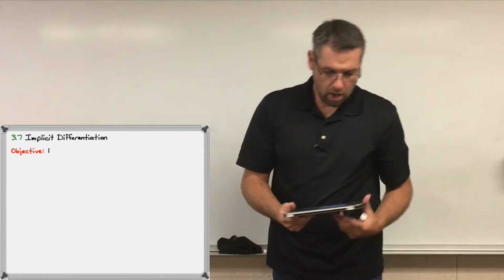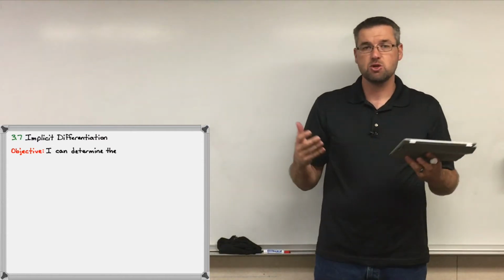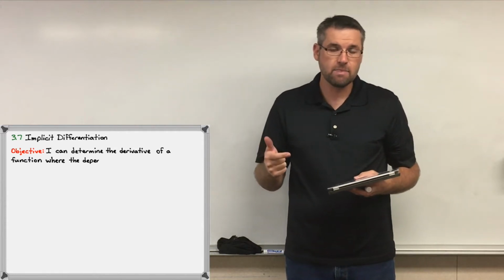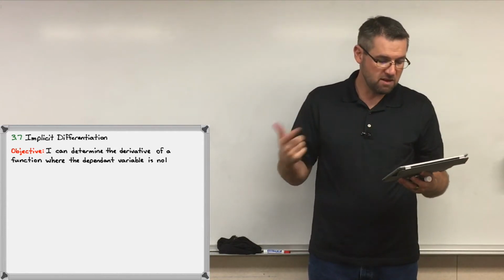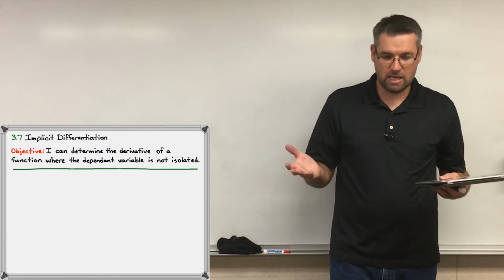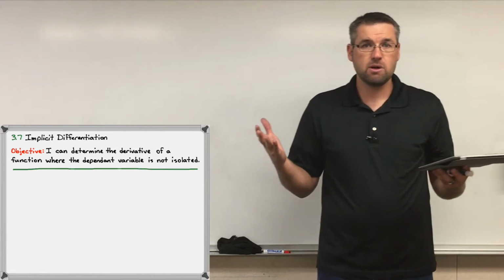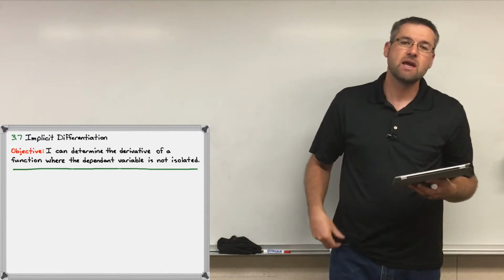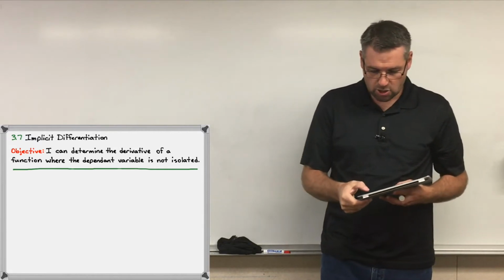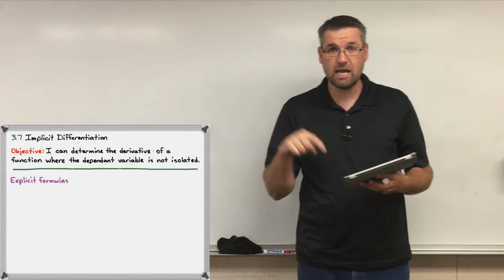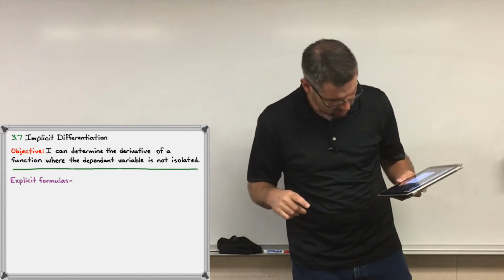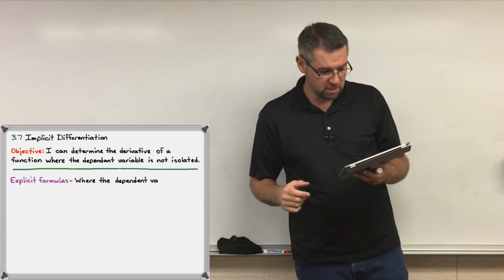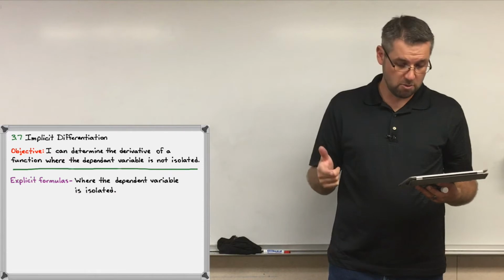So our objective is to be able to determine the derivative of, well, I wrote a function here where y, the dependent variable, isn't isolated. Essentially that would imply that if you can do that, then you can take the derivative of any equation that isn't necessarily a function. So before we do that, let's go back a second and talk about the difference between explicit formulas versus implicit formulas. So explicit formulas are where the dependent variable is isolated.